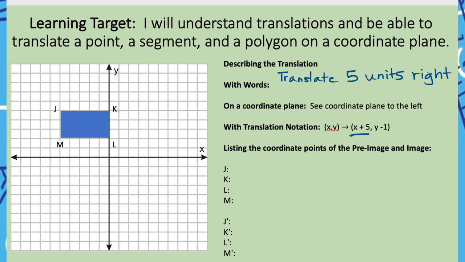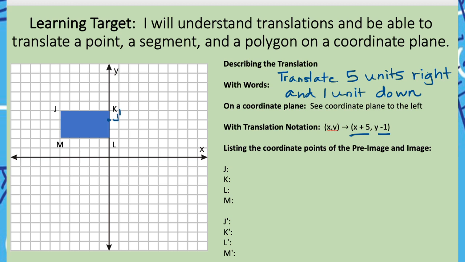And now we're going to look at the y direction. The y minus 1 means that we're also going to translate it 1 unit down. So that entire rectangle and all the points associated with it will slide 5 units right and 1 unit down. So now I'm actually going to do that on my graph. So I'll start with the J. J is going to go 5 units to the right and 1 unit down. So J prime is going to go right here on the y-axis.